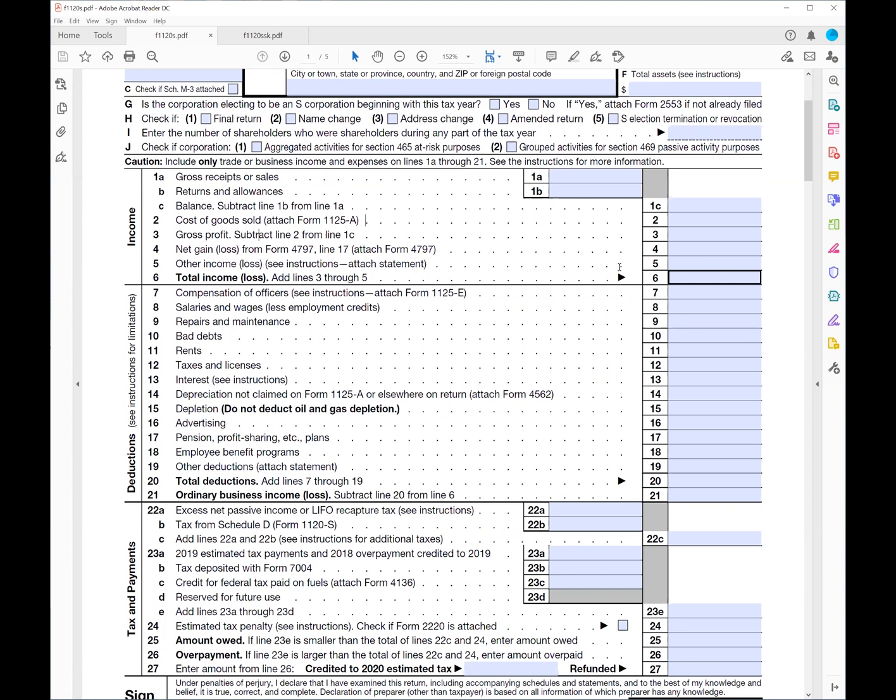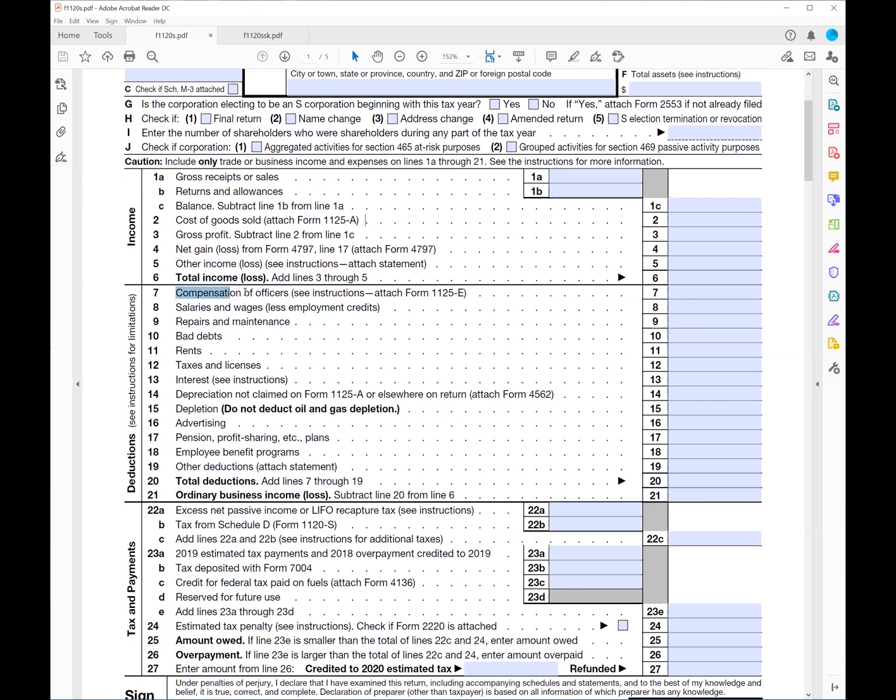So on this lower section, these are the items that we try to add back in to the ordinary business income or loss if we can. Now, that doesn't always work out. Some of these deductions are clear, accurate deductions that are cost of doing business.